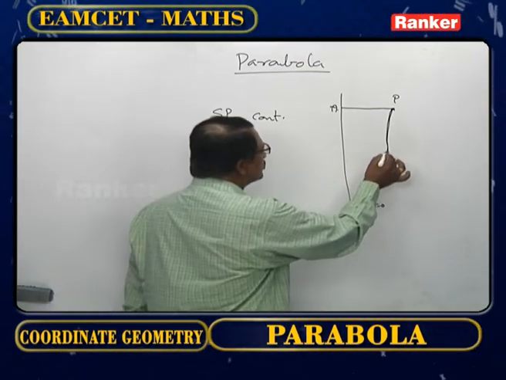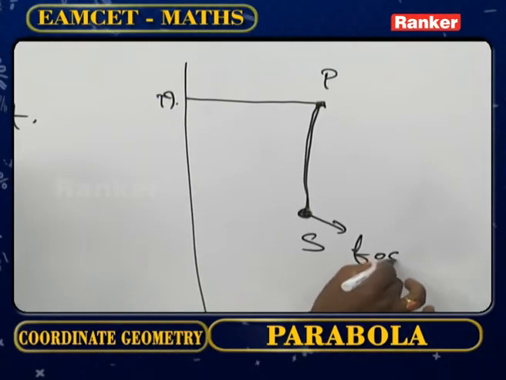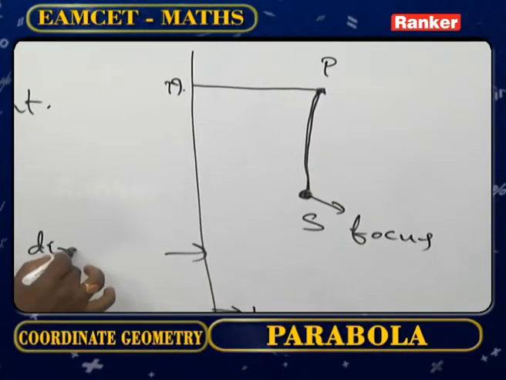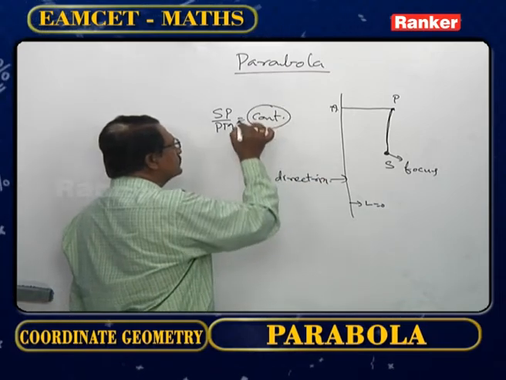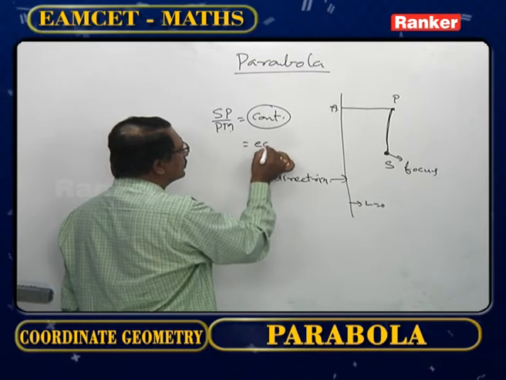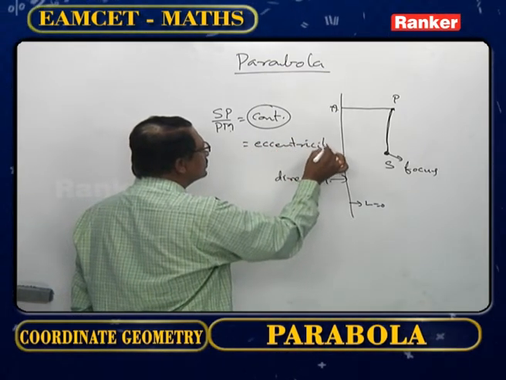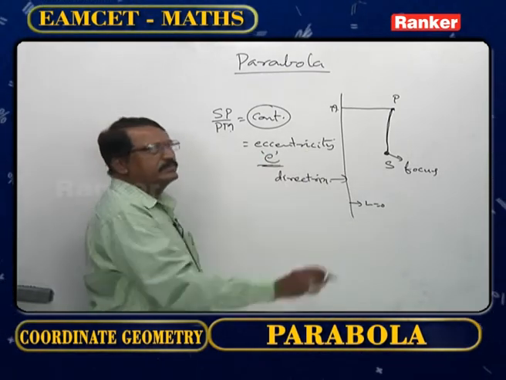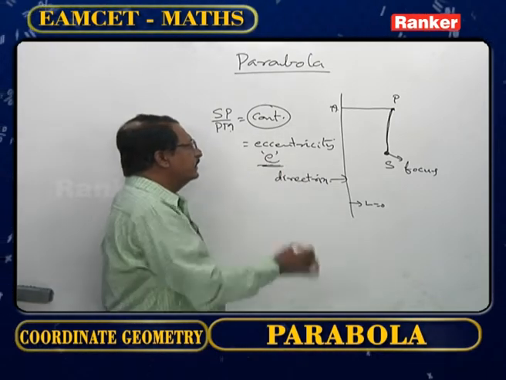Here the fixed point is called the focus, the fixed line is called the directrix, and the constant ratio SP by PM is called the eccentricity of the conic. Eccentricity is always denoted by E.